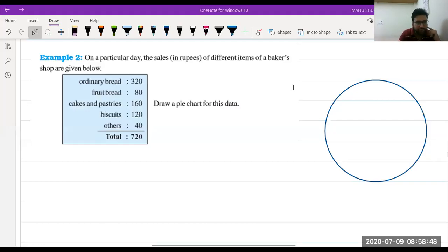Okay, first we will find the central angle of each of them and then we will draw. Yes, Harshul, you are correct, beta. Let's see. I hope all of you tried this question. Let's see how to solve it. Sir, but 15 is in percentage. Okay, let me see.